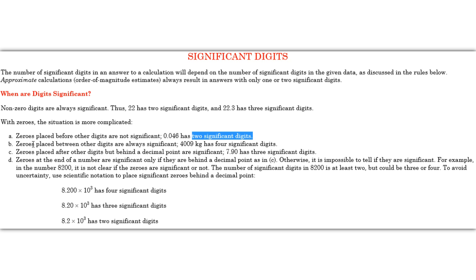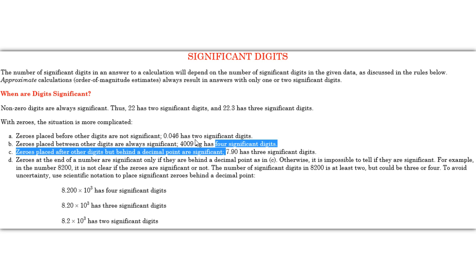Zeros placed between other digits are always significant. So if you were weighing a mass, and the mass of a car was 4,009 kilograms, of course the two zeros are important. You can't ignore the two zeros and say, well, the car is 49 kilograms. No, these zeros are important to your answer. So this number has four significant digits. So, if the zeros are in front, forget about them. If they're in the middle, you need them.